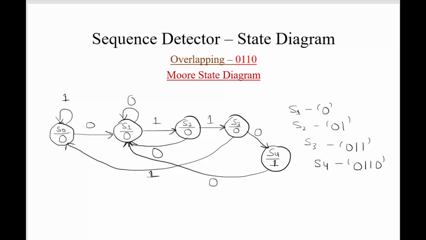ठीक है, और अगर S4 पे हम हैं और 1 arrive हो जाता है, then of course we can use the last bit of the detected sequence and the 1, और हम जा सकते हैं, this 0 1 is represented by S2, so we'll go to S2 if a 1 arrives at S4. Okay, so this is our Moore type state diagram or finite state machine for the sequence 0 1 1 0.